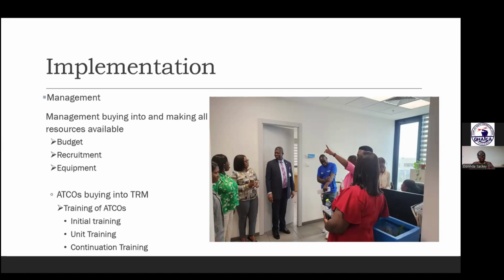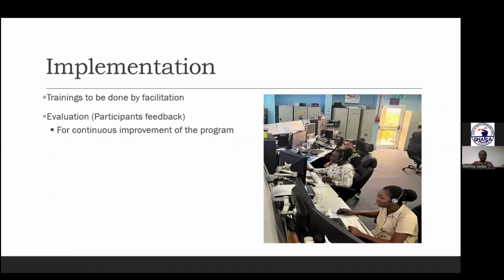And training of ATCOs in TRM should be initial training, unit training, continuation training. So training should start from ab initio till the time you retire. And then training should be done in a facilitation form. And at the end of each training, evaluation should be done for continuous improvement of the program.